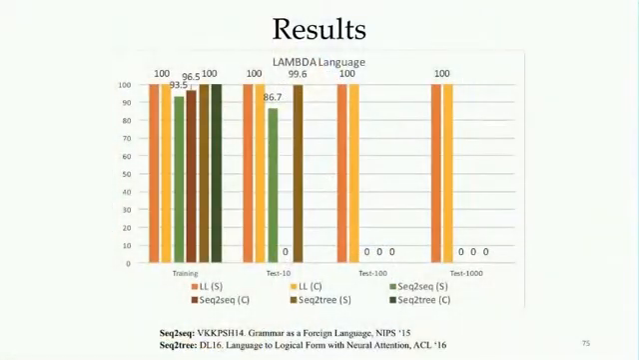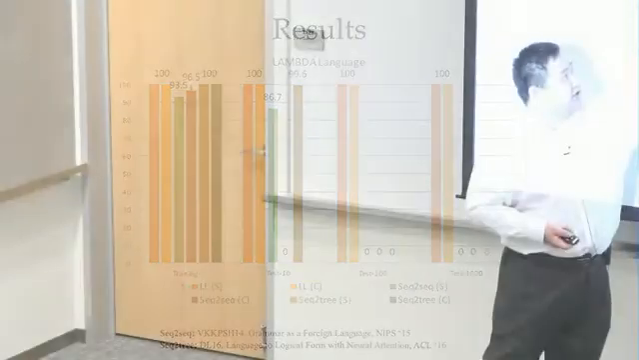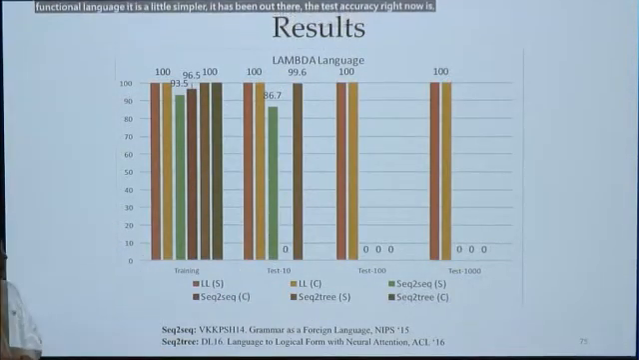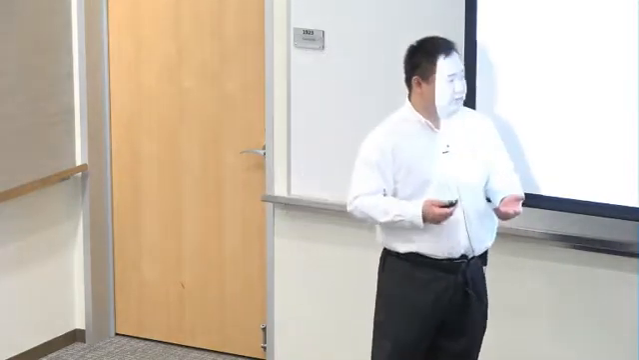Right. So that is on the While language, and for the Lambda function language, it is a little simpler because we can observe the test accuracy right now is more than 86%. But for the sequence-to-sequence model, the accuracy is still very low. So this demonstrates that our approach is much more effective in terms of generalization and handling different kinds of languages.